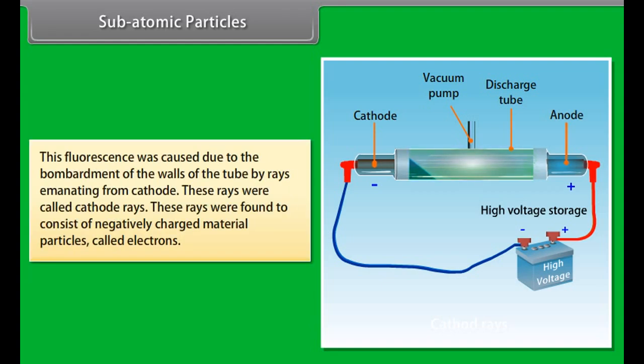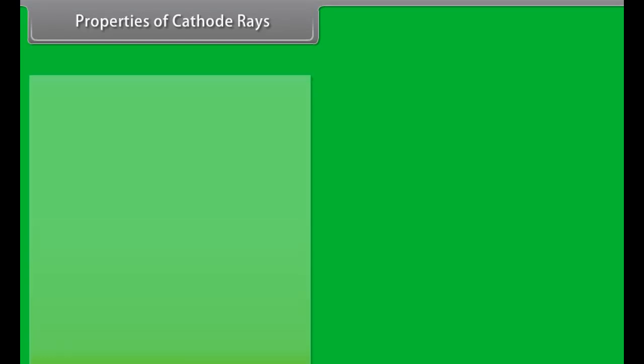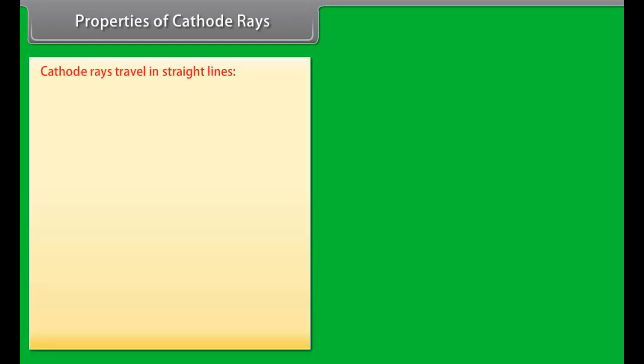This fluorescence was caused due to the bombardment of the walls of the tube by rays emanating from the cathode. These rays were called cathode rays. These rays were found to consist of negatively charged material particles called electrons. Properties of cathode rays. Cathode rays travel in straight lines.